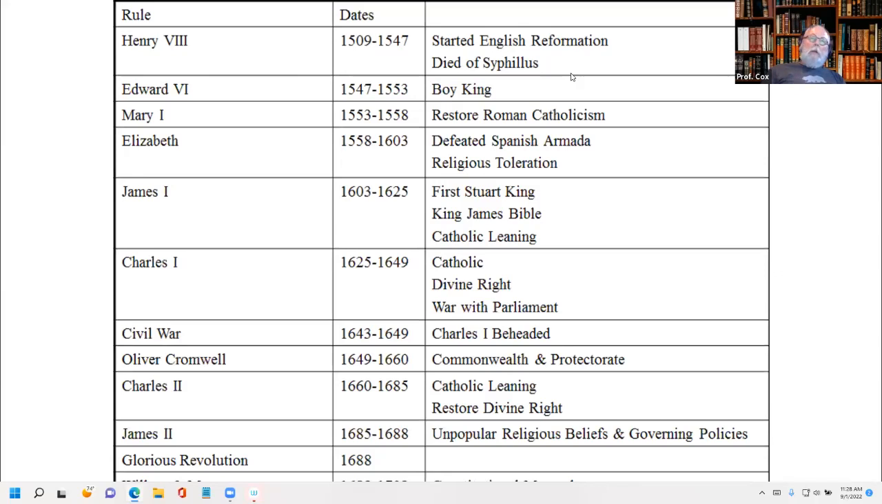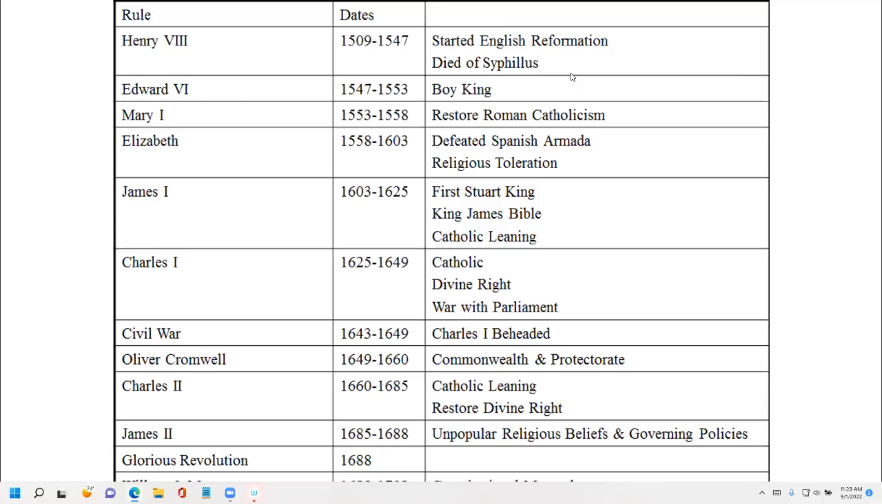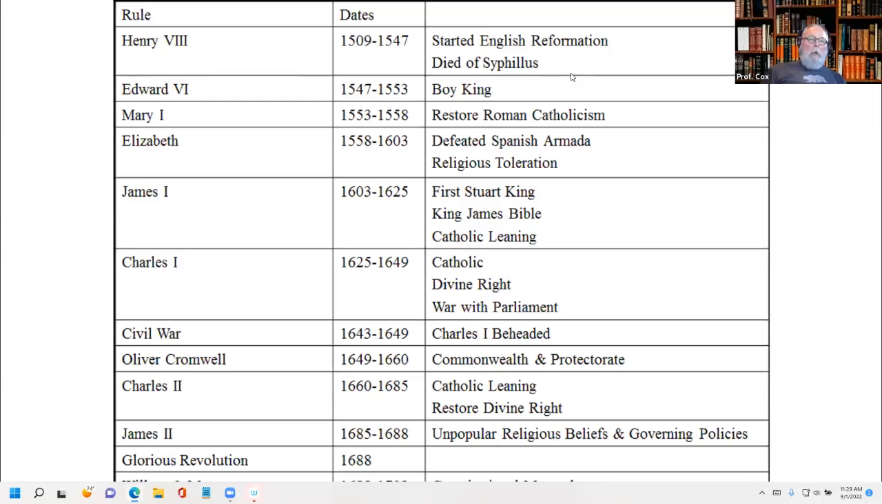Catherine was the aunt of Charles V, the Holy Roman Emperor. He was also Charles I, King of Spain. Same guy, right? But because he was a Holy Roman Emperor, the Pope deferred to him. And that meant that he would not allow Henry to get an annulment, all right?